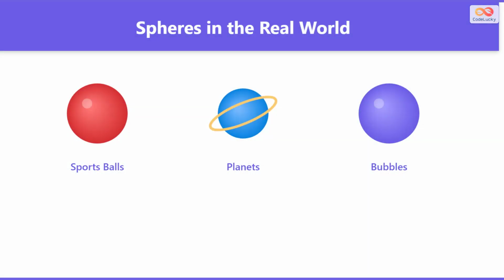Spheres are everywhere in nature and human creation. Sports balls like soccer balls or basketballs are spherical. Planets and moons are roughly spherical due to gravity. Even soap bubbles naturally form spheres because it is the most efficient shape for enclosing air.